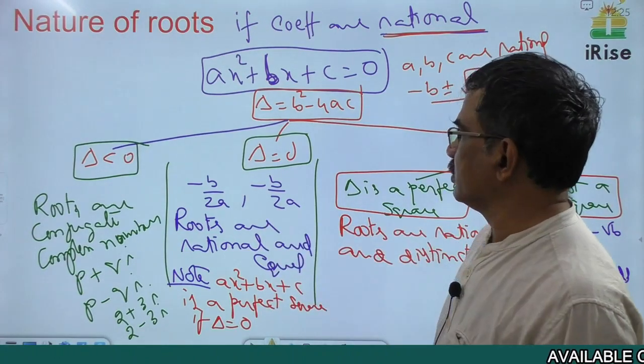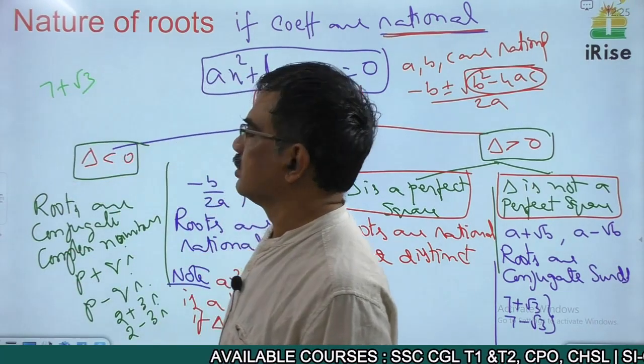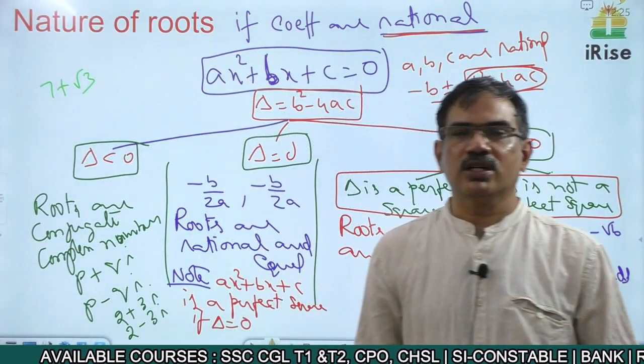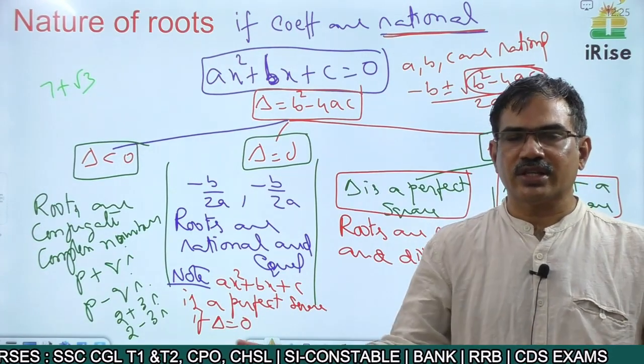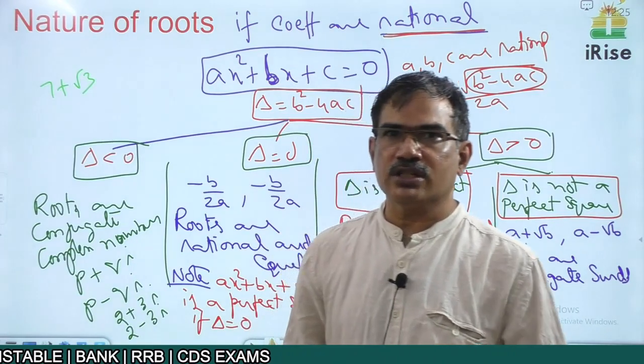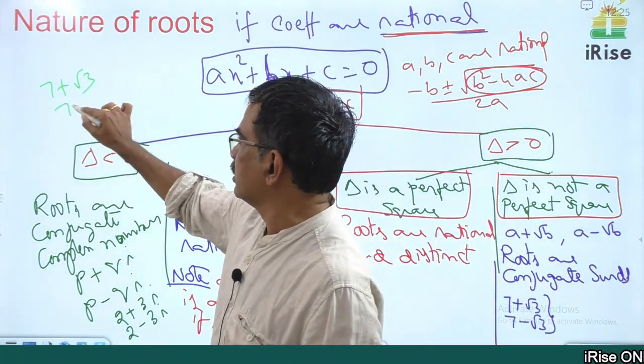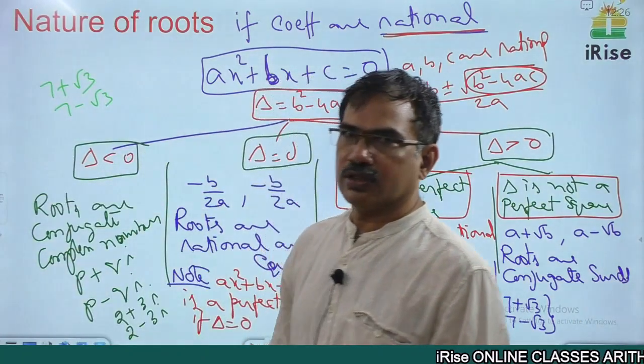See carefully, if one root is 7 plus root 3 and coefficients are real, what is the second root? We can't say. If one root is 7 plus root 3 and coefficients of the quadratic equation are rational given, we say that the second root is 7 minus root 3.